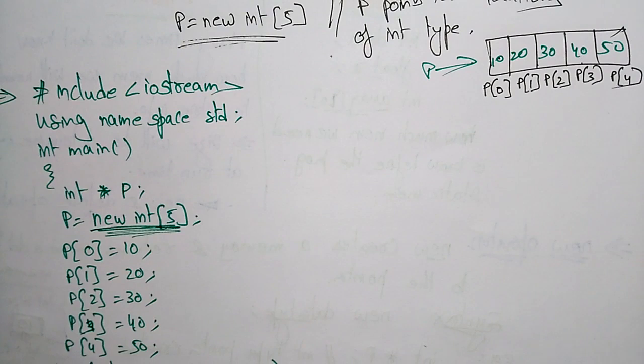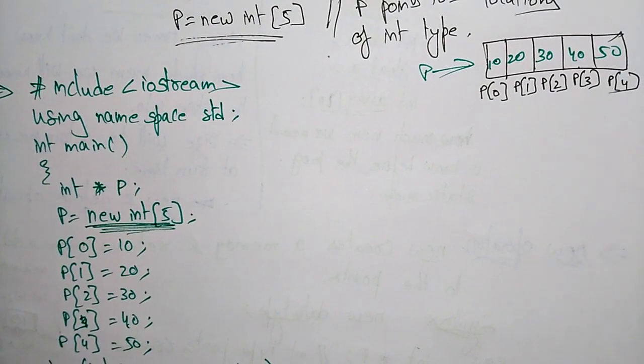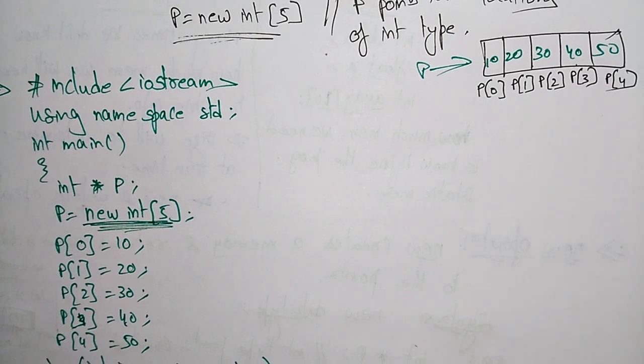In the next video, we will see another dynamic memory allocation, the delete operator. So new is to create the memory location. Delete is to delete the memory location.